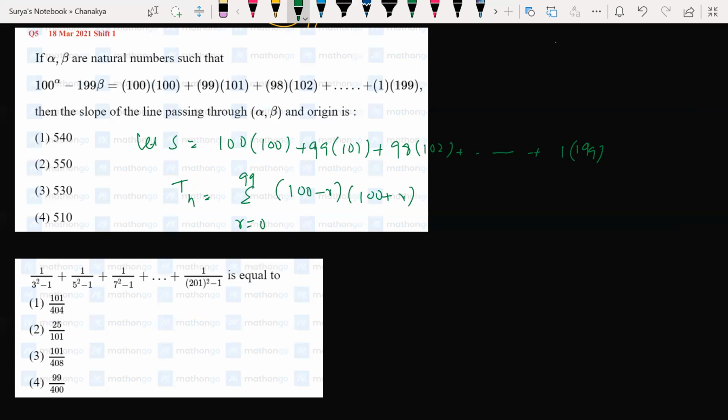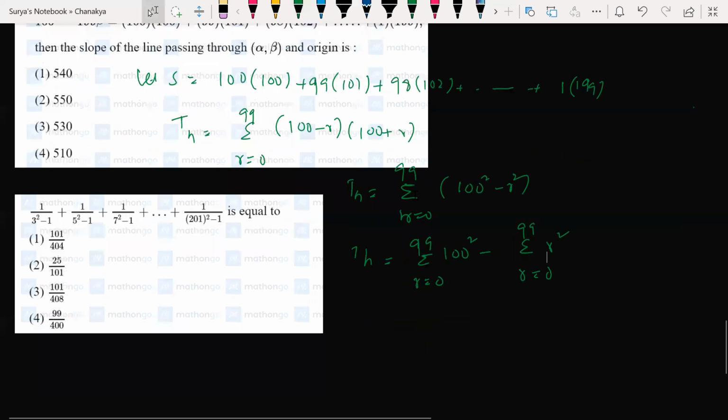Correct. Now look at this. Tn can be written as the summation of r equal to 0 to 99, using the a square minus b square formula. So Tn is equal to the summation of r equal to 0 to 99 of 100 square, minus the summation of r equal to 0 to 99 of r square. This is what you get.